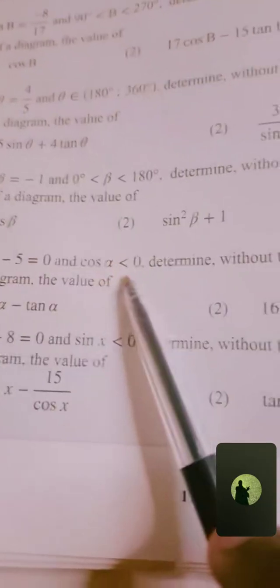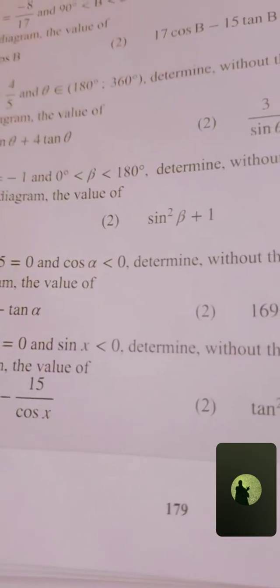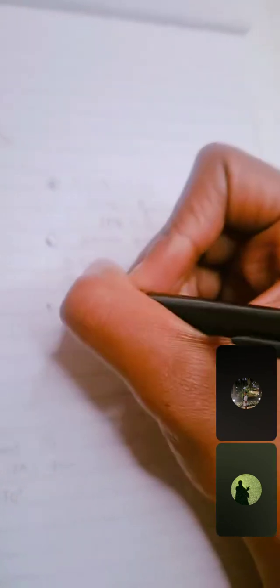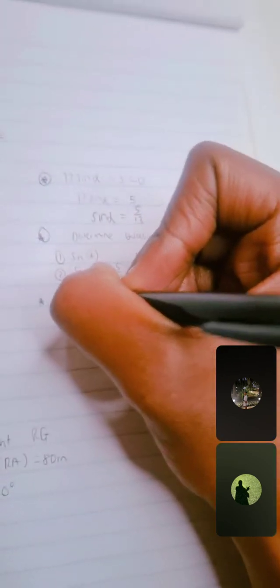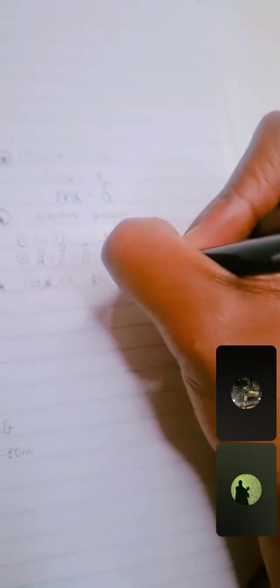Then we go and look at our second piece of information. So we are done with this here for now. Then we ask here, cos alpha is less than 0. What does this mean? Cos alpha less than 0 means cos is negative.